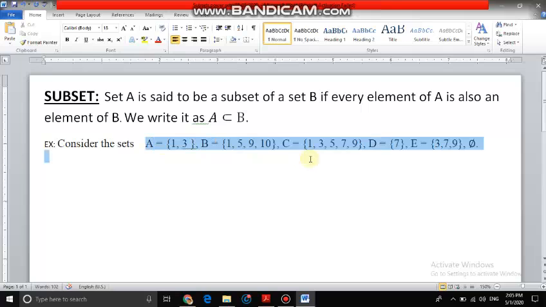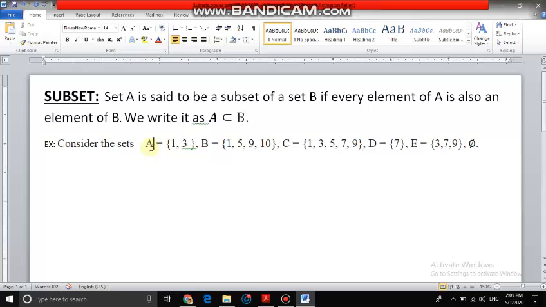Here I have taken a few sets: A, B, C, D, E, and the empty set. We already discussed what an empty set is. This is the notation for the empty set, which we call phi. Not pi, it's phi. A has elements 1 and 3. B has elements 1, 5, 9, 10. C has elements 1, 3, 5, 7, 9. D has element 7, E has elements 3, 7, 9, and the empty set has no element.